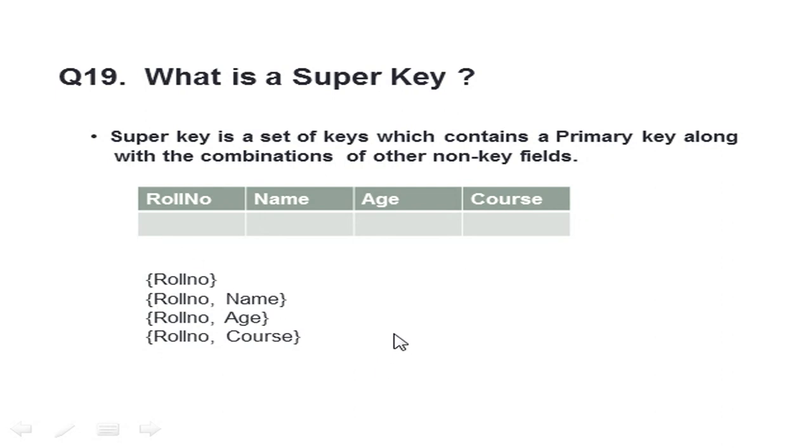All such sets of keys are called super keys. All of these can uniquely identify records in the table. The only reason being, what is common in all of these? The column that is common in all of these keys is roll number. Since roll number alone is sufficient to identify different records uniquely, all these combinations will also identify records uniquely. So such sets of keys are called super keys.